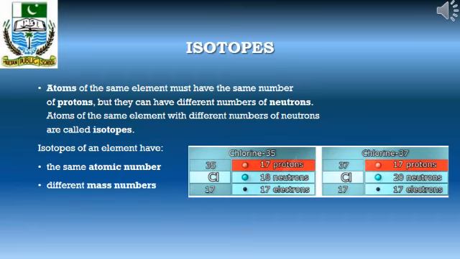It means that if we take a sample of chlorine gas, it consists of two isotopes of chlorine, chlorine 35 and chlorine 37. A few elements, however, do not have isotopes. For example, all atoms of beryllium contain 5 neutrons and 4 protons. So it means that beryllium does not have any isotopes.